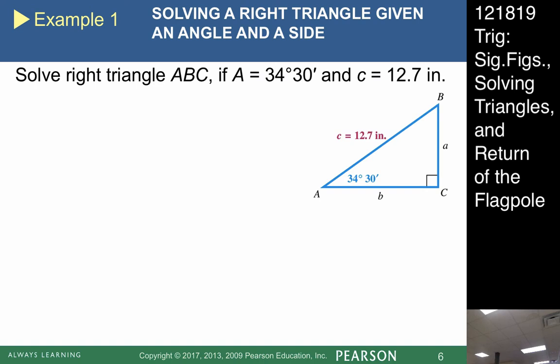Is that not just 65.5 degrees? Yeah, if you want to put it in a fraction, and do a decimal. That's right.